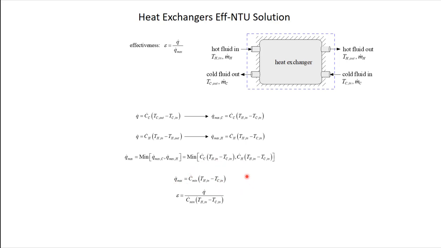So if I plug this equation into the effectiveness here, I get that the effectiveness is Q dot divided by C dot min times T_H,in minus T_C,in, where C dot min is the minimum of the two capacitance rates. So that's our definition of effectiveness.